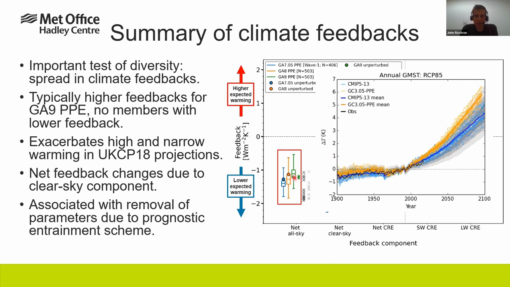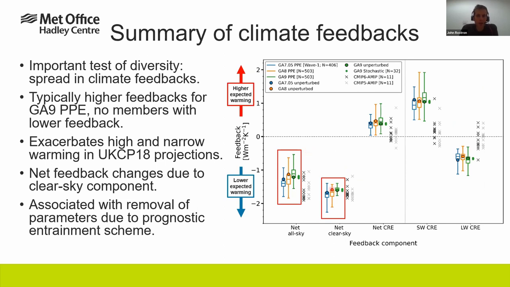So that's not a great result in terms of developing our new projections and trying to get more diversity into those. So we can look into that in a bit more detail, and we found that it's the clear sky feedback component that seems to be causing a lot of this. Certainly the narrowing of the range at this bottom end seems to be coming from this clear sky component.